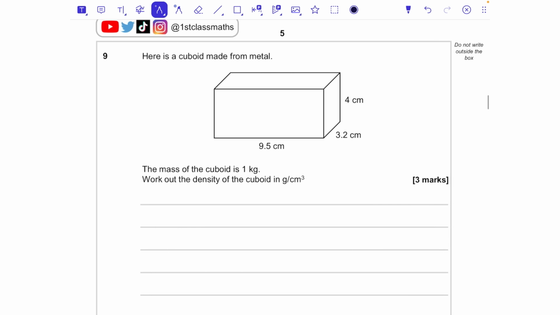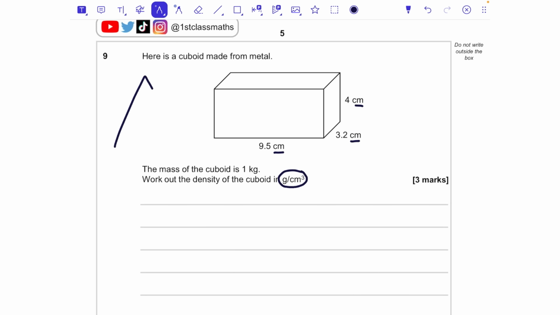Question number 9. Here is a cuboid made from metal. The mass of the cuboid is 1 kilogram. Work out the density of the cuboid in grams per centimetres cubed. So we've got centimetres, centimetres, centimetres here. I've got grams per centimetres cubed as my density.